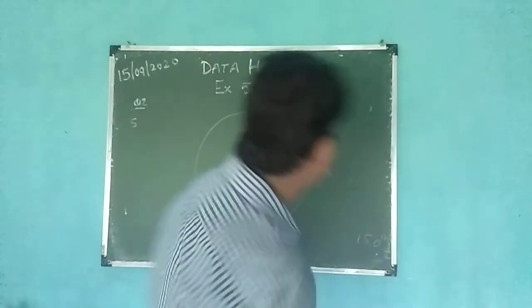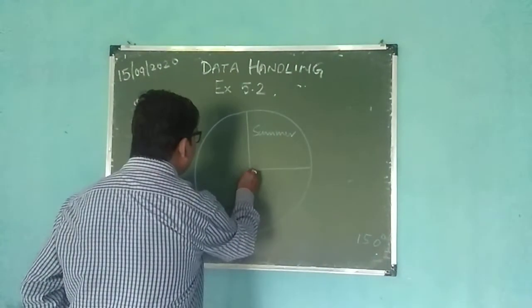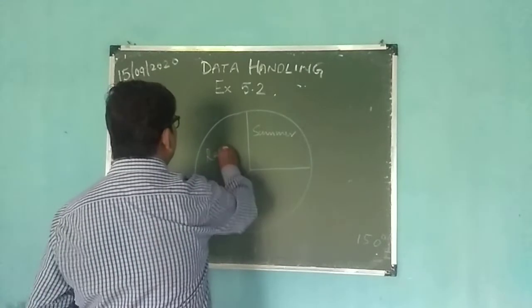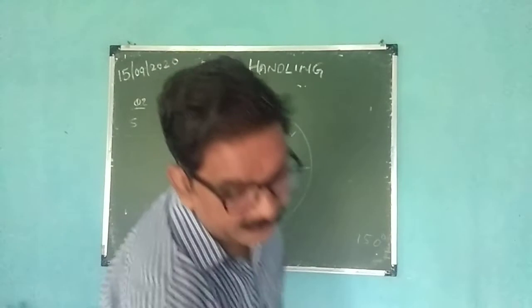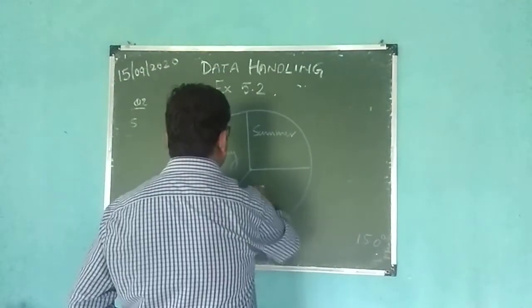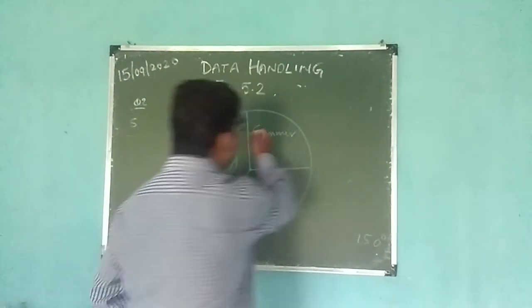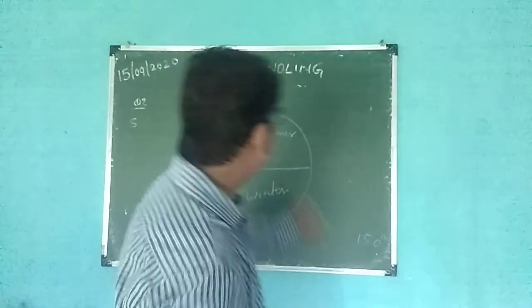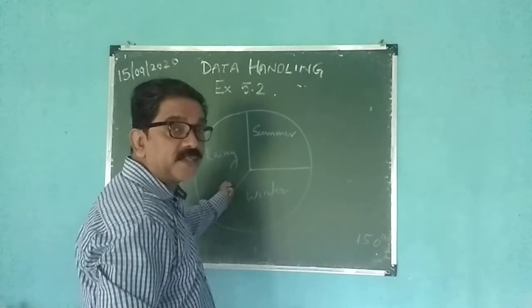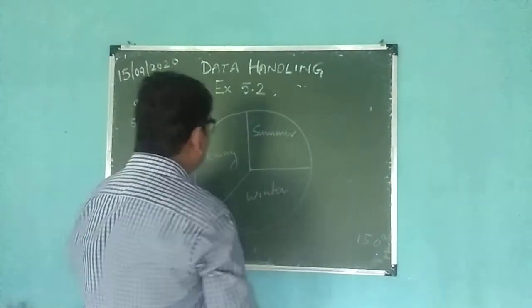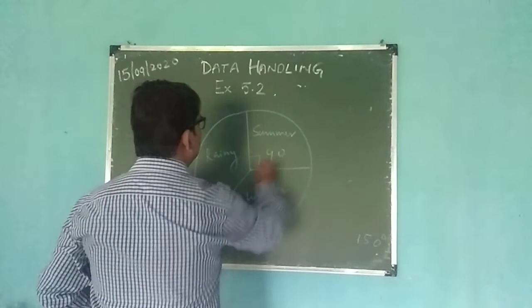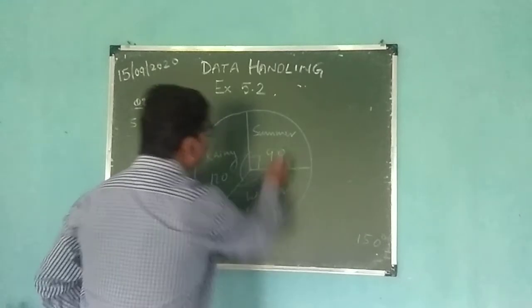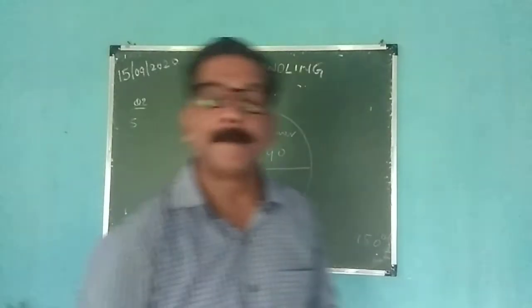Then comes rainy, that is 120 degrees. So 120 degrees will be here, something like this. This is rainy. Then comes winter. You can use different shades. Okay, so now here this is 90 degrees, this is 120 degrees, and this is 150 degrees. If we add all these angles, you will find it is 360 degrees. Correct?